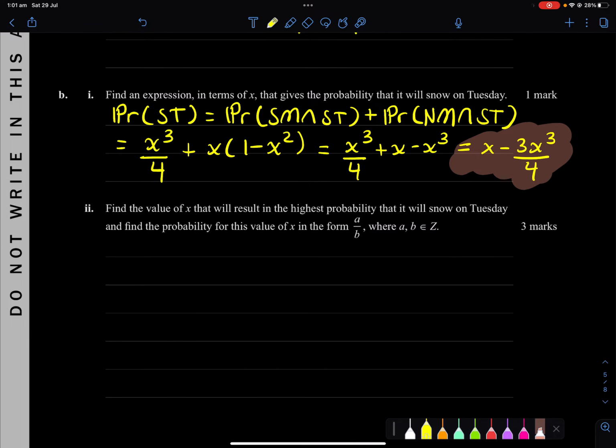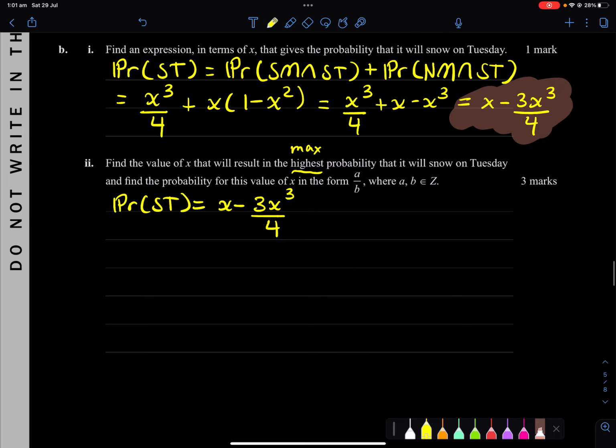Find the value of x that will result in the highest, and when you see highest, it means the maximum. So we want the highest probability that it will snow on Tuesday, and find the probability for this value. Okay, let's just do one by one. We want the value of x that will result in the highest probability that it will snow on Tuesday. We know the probability of ST is x minus 3x to the power of 3 over 4.